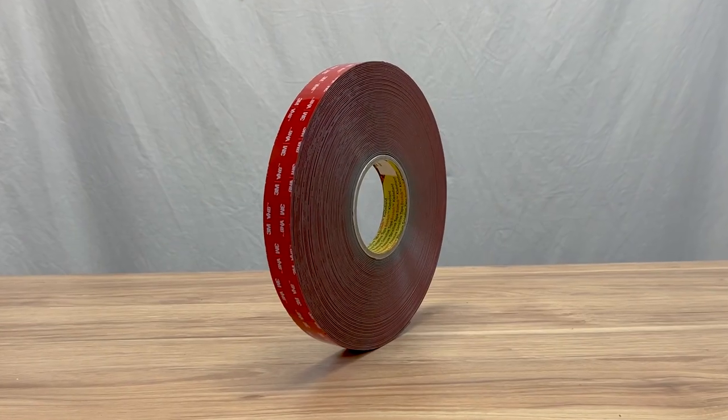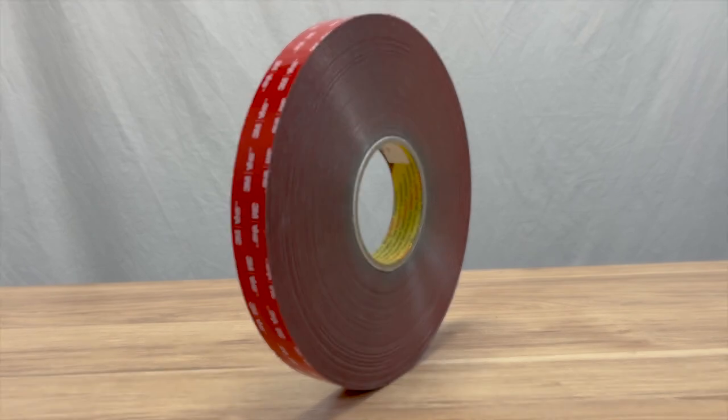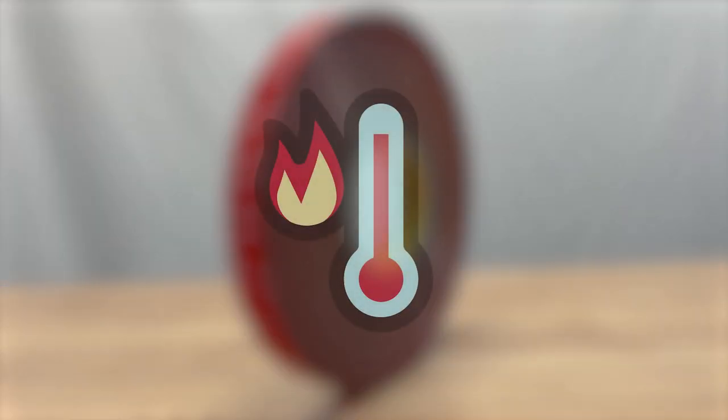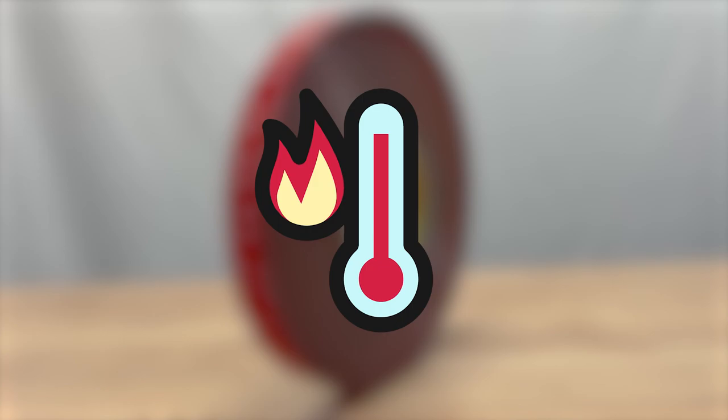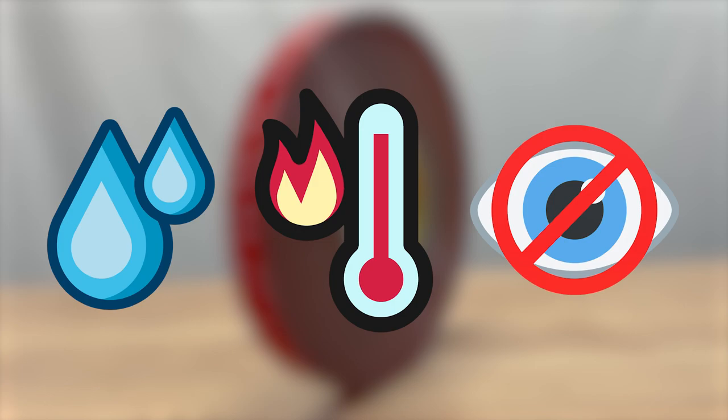Now, let's delve into the exceptional qualities that make 3M's VHB tape stand out. It boasts excellent temperature resistance, withstanding up to 450 degrees Fahrenheit. The tape creates a virtually invisible fastening, keeping surfaces smooth and aesthetically pleasing. Its gap-filling capabilities create a permanent seal against water, moisture, and more.